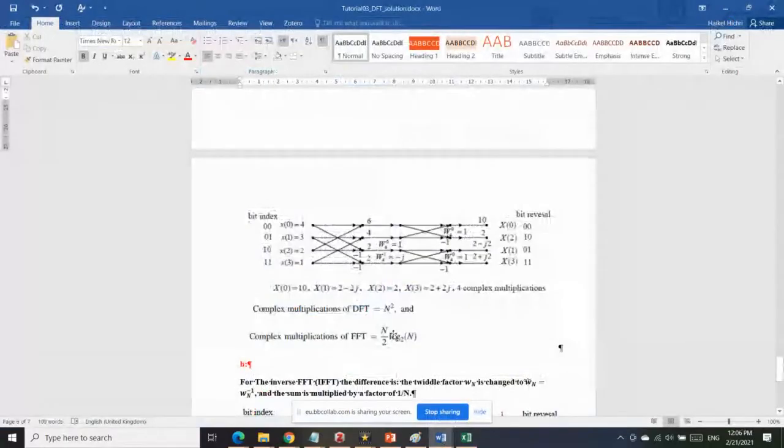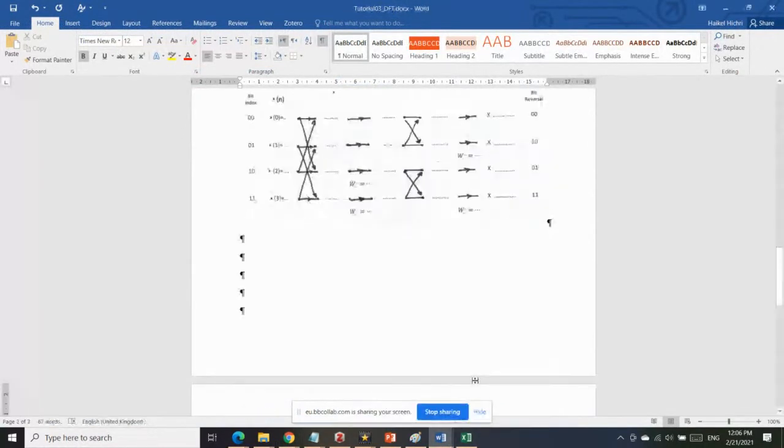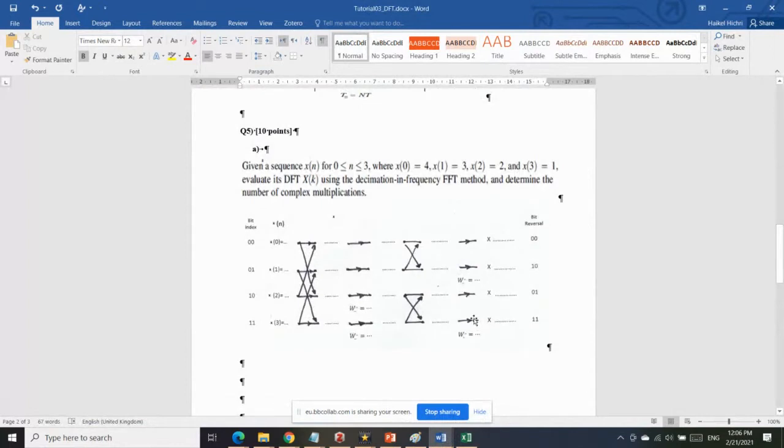Let's look at this example in the tutorial. Tutorial 3. Given the sequence xn with 4 values: 4 3 2 1. Evaluate its DFT using the decimation in frequency FFT method and determine the number of complex multiplications. And it gives you this diagram.